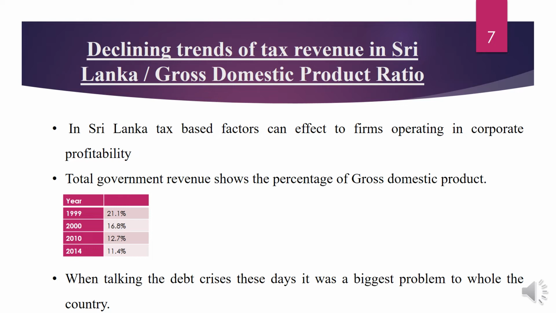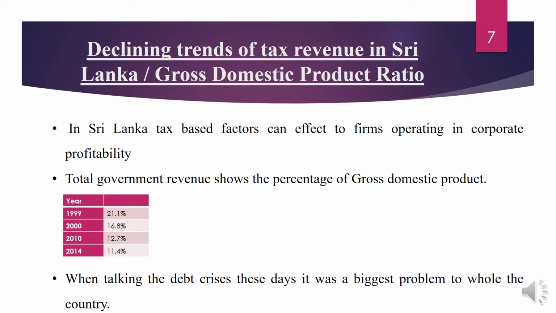We can see that Sri Lanka's overall gross domestic product and per capita income have increased over the past years, but the total government revenue and total tax revenue have decreased. Then we can see the relationship between these three.